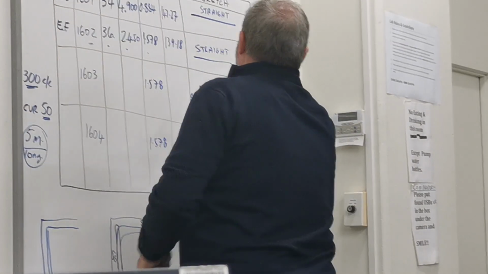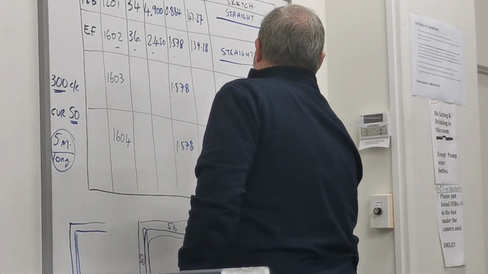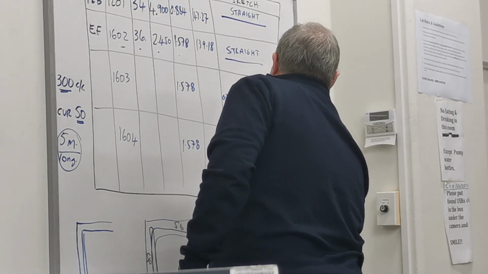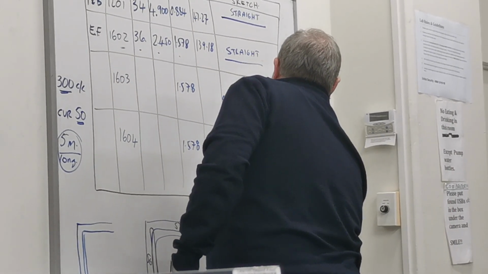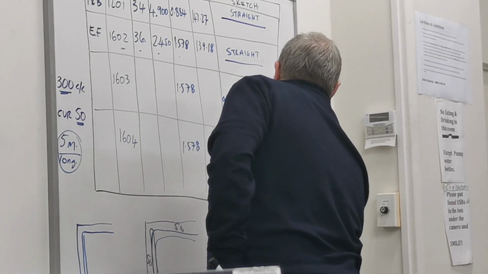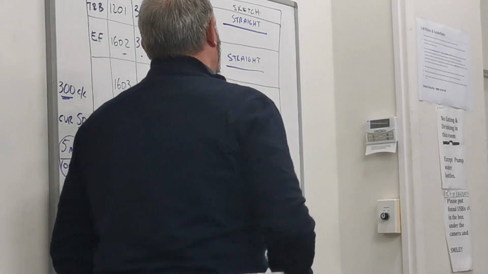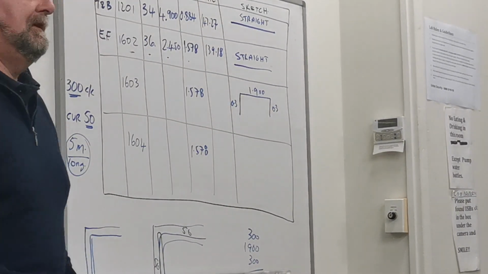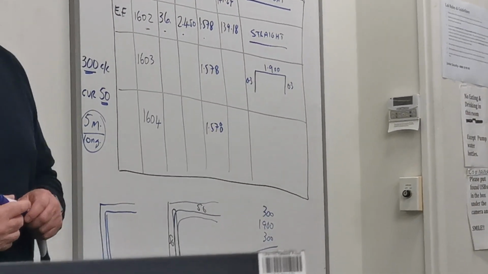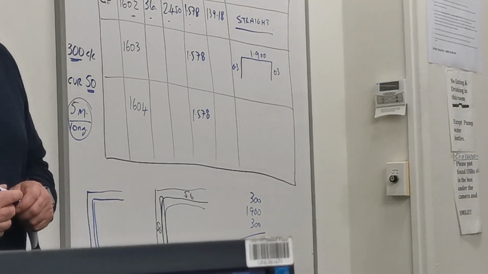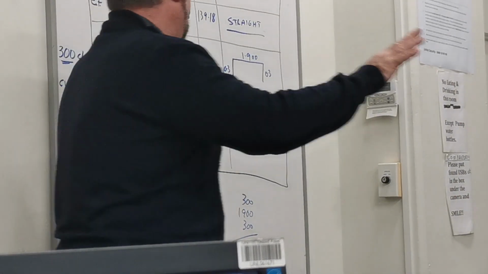So we're going to work out the overall length of that. So that'll be 300 plus 1900 plus 300, which equals 2500. Does everybody agree that's the right length? Okay. Don't say yes, you're having a bad day.